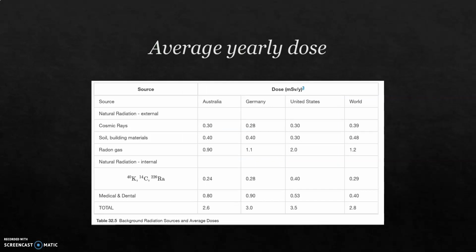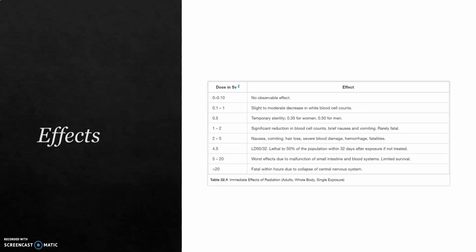This next slide shows the average yearly dose that a person will encounter in Australia, Germany, the United States, and then the world. As we can see, this is millisieverts per year, whereas the previous one was in sieverts in one single dose. So even in the United States, which has the most, at least in this chart, it's only 3.5 millisieverts per year, so well under the range where it could have been damaging or cause permanent problems.